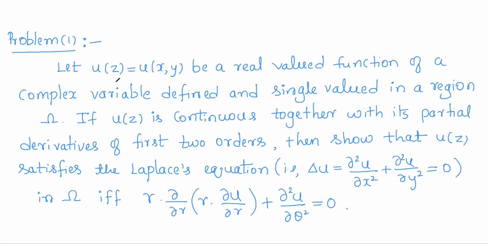Using this basic idea, now we shall come to a problem. Let u of z equals u of x comma y. That is, u is a function of a complex variable, or u is a function of x and y, be a real valued function of a complex variable defined and single valued in a region omega.